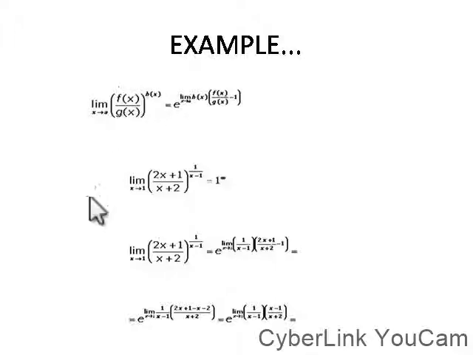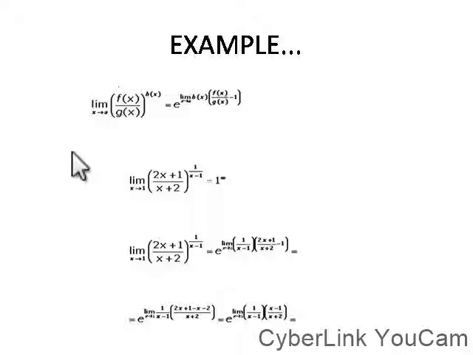Now here we can see one example is given. What's the question? Limit x tends to 1, 2x plus 1 upon x plus 2, raised to 1 upon x minus 1. Now put the limiting value 1. So what do you get? 2 into 1 is 2, 2 plus 1 is 3, 3 by 3 is 1. 1 raised to 1 upon x minus 1, that means 1 upon 0, that means infinity. So 1 raised to infinity. Putting the limiting value x equal to 1, you get 1 raised to infinity.